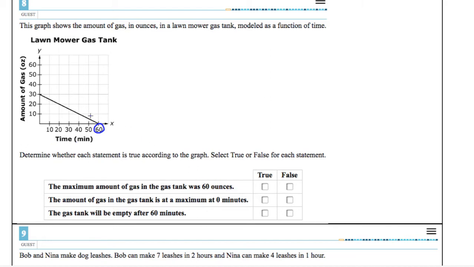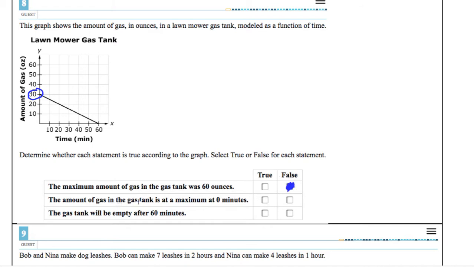That's not quite true. This, OZ, represents ounces, so it's actually talking about the left-hand side. So the maximum amount in the gas tank is actually right here at 30. It's the highest point here. So if this was a 30, that would be correct, but it's 60, so that's actually false.